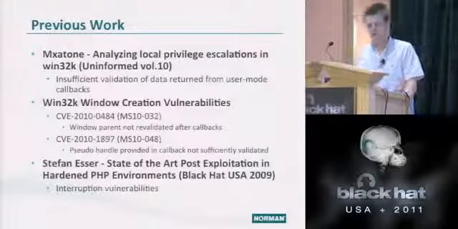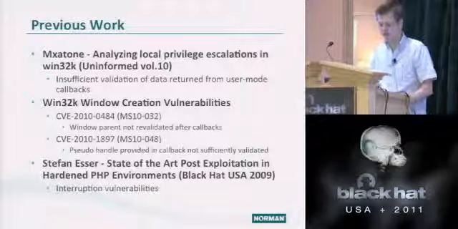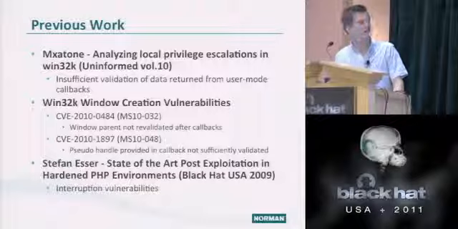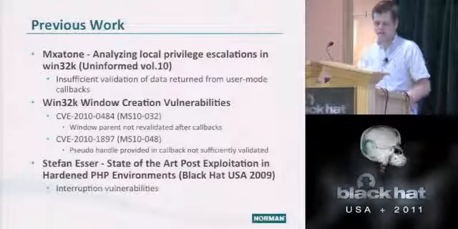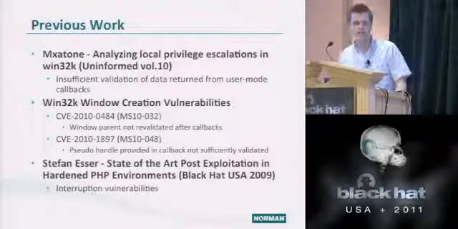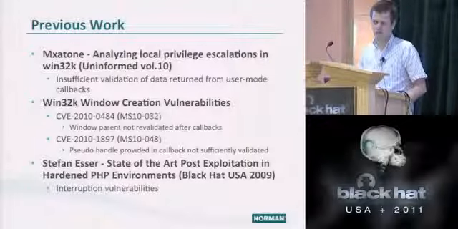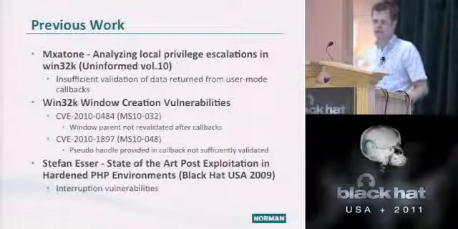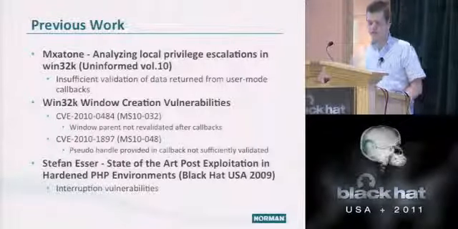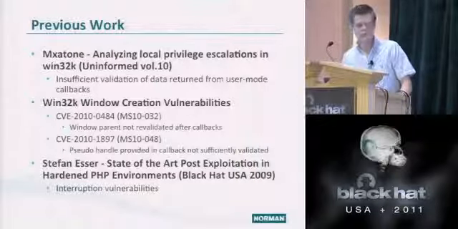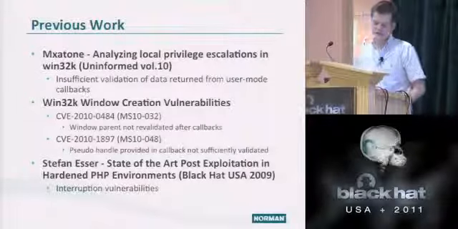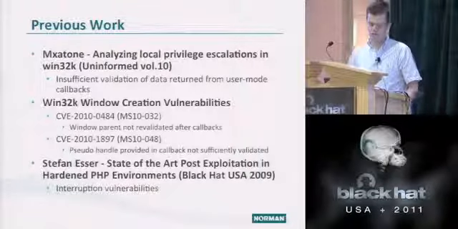So there's some interesting previous work in this field. Thomas Garnier had a paper in Uninformed some years ago on local privilege escalations in Win32k. This was actually on user mode callbacks, but it was more on the validation of the data returned from the callback and not on the state of Win32k itself. There were also some interesting vulnerabilities patched last year, the window creation vulnerabilities. And one of these actually was on changes.